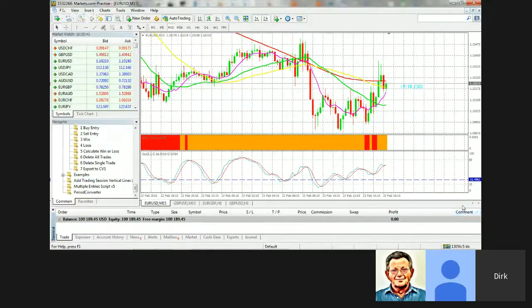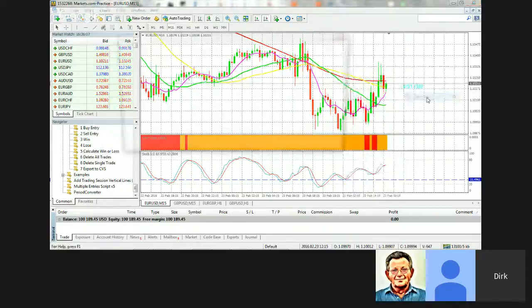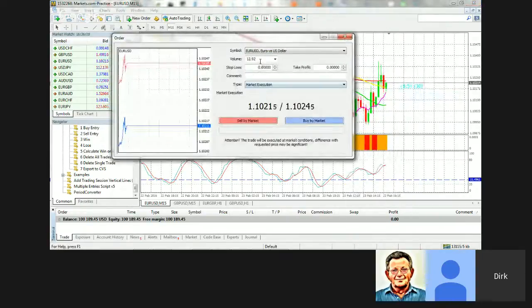Okay, so let's quickly run through the process of setting a comment for a trade. Now obviously, to take a trade, we're going to go in for a sell position. So if we're going in for a sell, the stop is placed at the most recent high. This is just going to be a dummy trade, okay? So I'm just going to open up the new order window, and we're going to take a dummy trade here of 0.01.